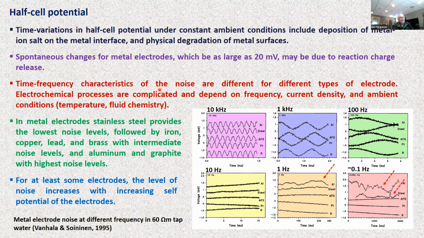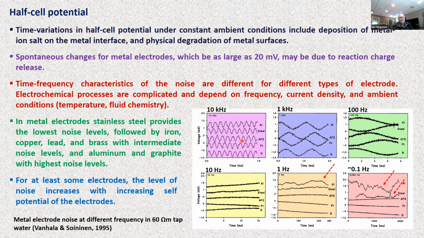The time frequency characteristics of the noise will be different for different types of electrode. And the electrochemical processes involved are complicated and depend on the frequency, current density, and also on the ambient conditions. I like to look at the results in terms of this study, in which different electrodes were used to measure the voltage response in, I think, 60 ohm meter tap water. So in each of these cases, a sinusoidal signal should be seen in the responses. And here we're looking at 10 kilohertz signals, 1 kilohertz, and so on.